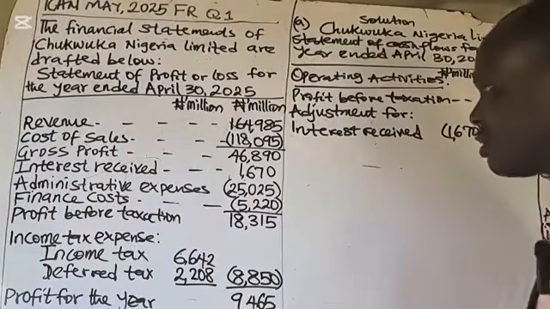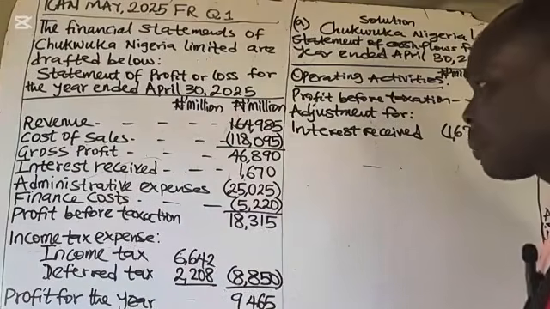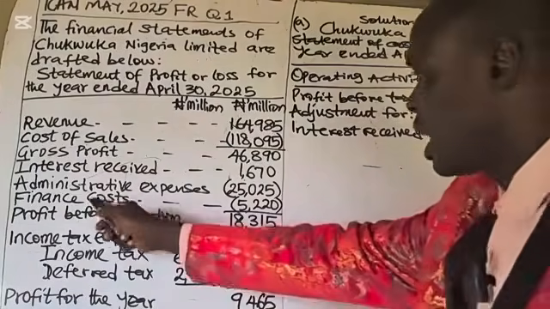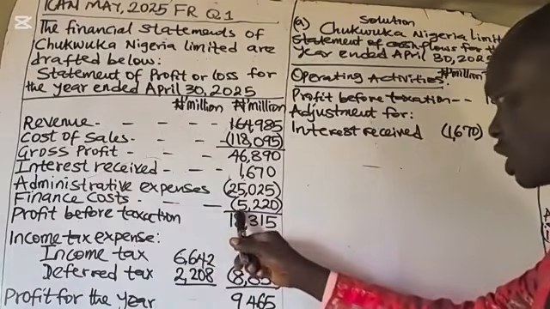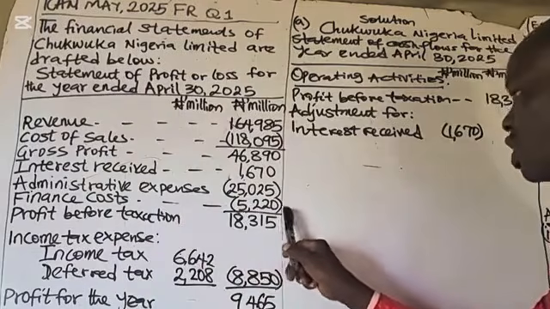Aside from the interest received, you can also see finance cost. It should be treated as a separate line item, so it will require adjustment. It's an item to be treated net of operating activities. 5220.